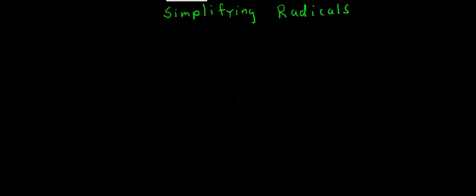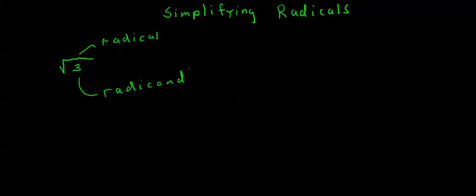Hello, this is a short video presentation on simplifying radicals, commonly known as square roots. We will go into this in much more depth in the next unit, but there's some basics that we need to cover now. So first of all, some terminology. This is called the radical, and the number inside is the radicand. What we want to do is simplify these square roots.